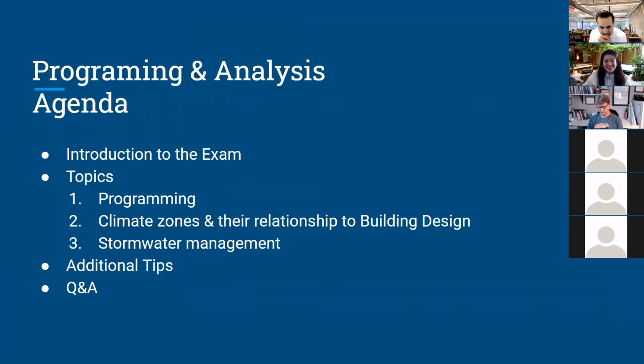Thank you to everyone who is joining for the second part of this session, and whoever is joining for the first time, welcome. I'm just going to go over what we did in the first session. We did an introduction to the exam, and we covered the first topic, programming. In this session, we are covering climate zones and their relationship to building design, stormwater management, and additional tips that you should study. We are going to close with questions and answers. That doesn't mean you cannot interrupt me. If you have any question, just feel free to unmute yourself and ask me, or put your question in the chat box, and Mohammed is going to help me out reading any comments or questions.